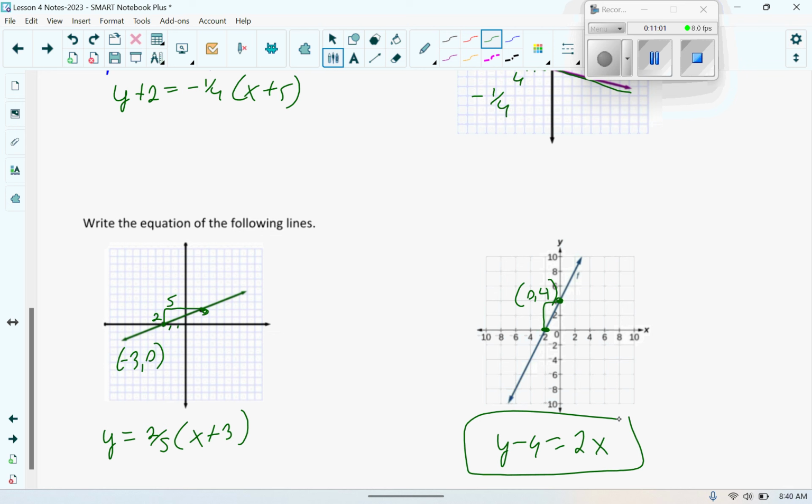And then, guys, if you had to put this in slope-intercept form, really it's not too bad. You would just add the 4 over, and it'd be y equals 2x plus 4. Like that. So both of these are describing the same line. So it doesn't really matter which one you do unless the test, or whatever you're doing, is requesting that.